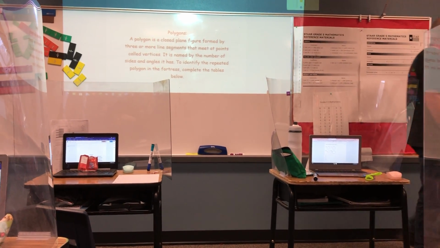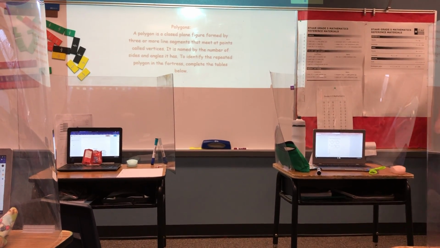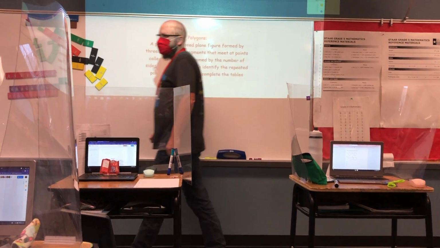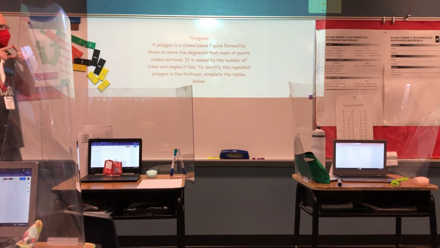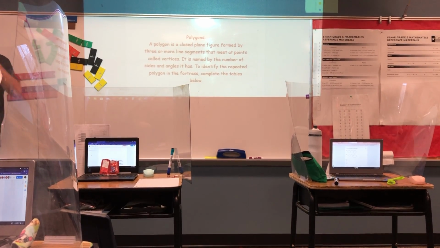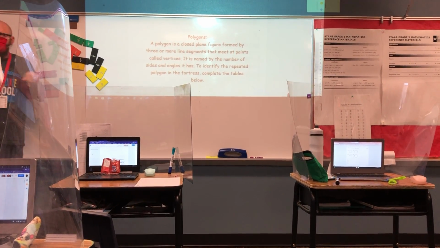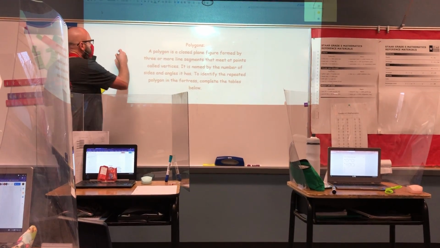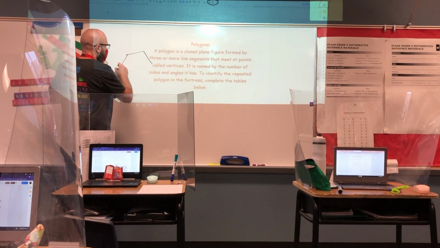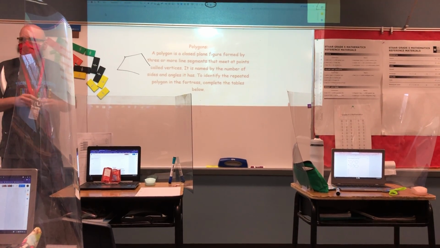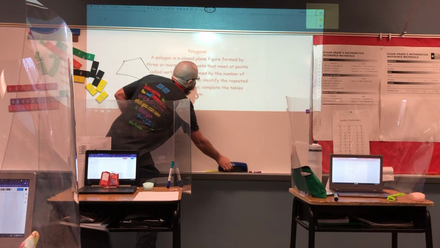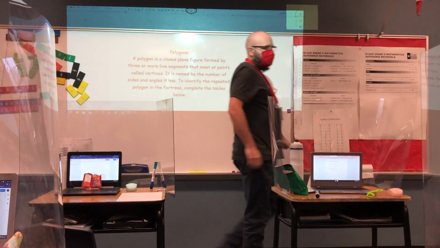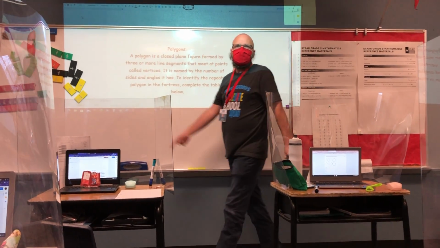A polygon is a closed plane figure formed by 3 or more line segments that meet at points. It has to be closed. It has to be lines. It can't be curves. It can't be something that's not closed. That's not a polygon. It has to be closed. And we are going to talk about different types of polygons.